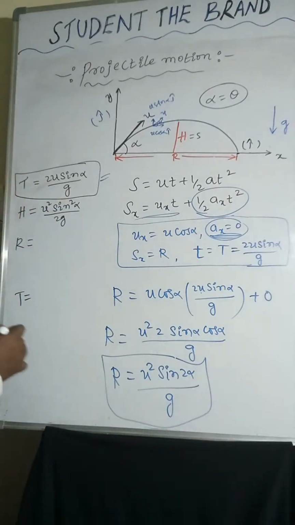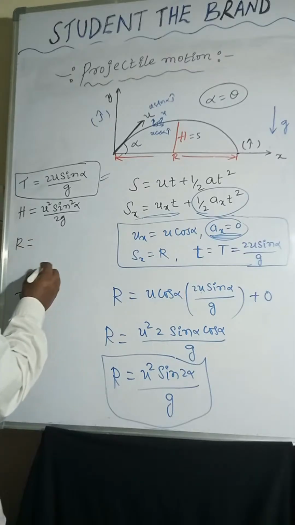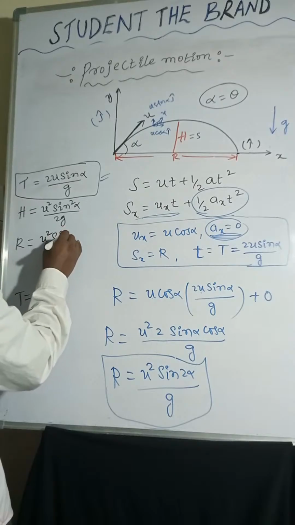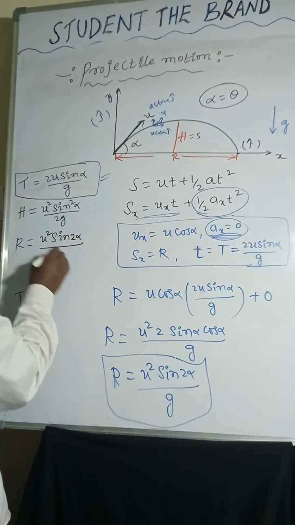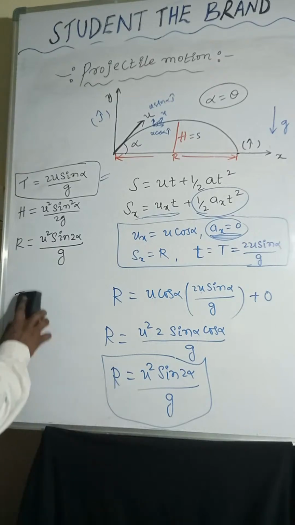Now tell me, r equal to, what is the formula? u square sin 2 alpha by g. Is it clear? Do you have any doubts? Again I will explain. Don't worry about it.